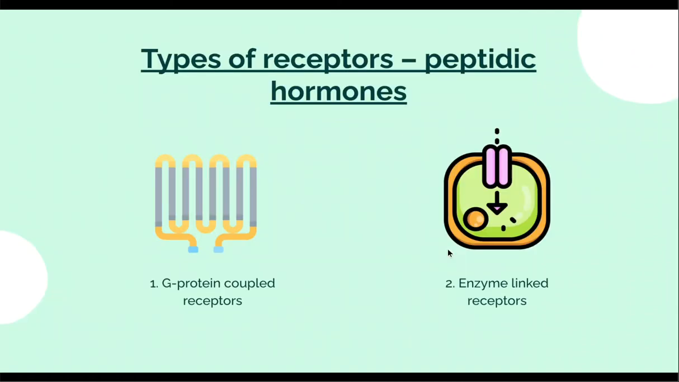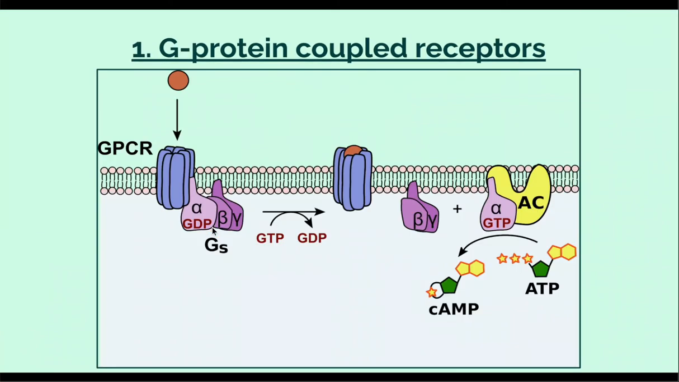So for hormones to act on the cell, you obviously need receptors. So for peptide hormones, you have two types of receptors. You have the G protein coupled receptors and the enzyme receptors. For G protein coupled receptors, this coil-like structure, I want you to remember that this represents the 7 transmembrane structure of the G protein coupled receptors.